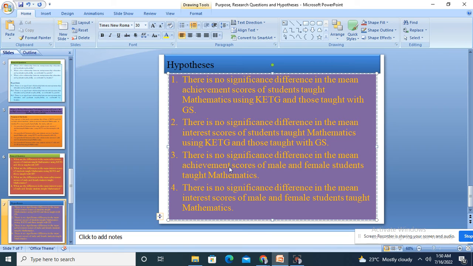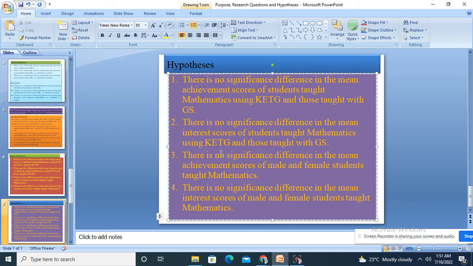The third one, there is no significant difference in the mean achievement scores of male and female students taught mathematics. Here, there is no significant difference. It is not considering whether using Kahoot educational technological game or game of set. You are less concerned here. You are only interested in the gender. So both those that were taught with the Kahoot educational technological game and those taught with game of set, the male in both will serve as your male, while the female in both will serve as your female.